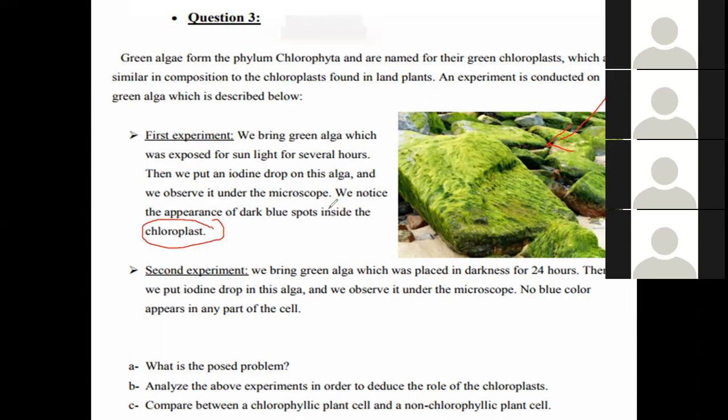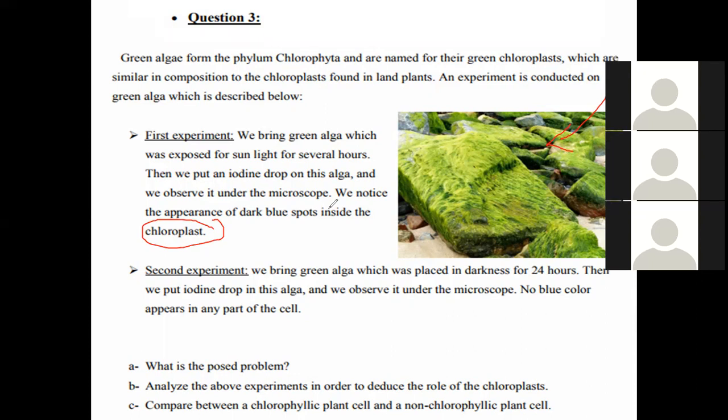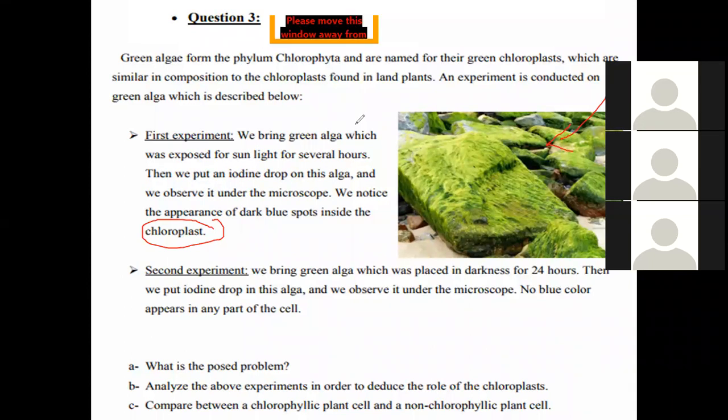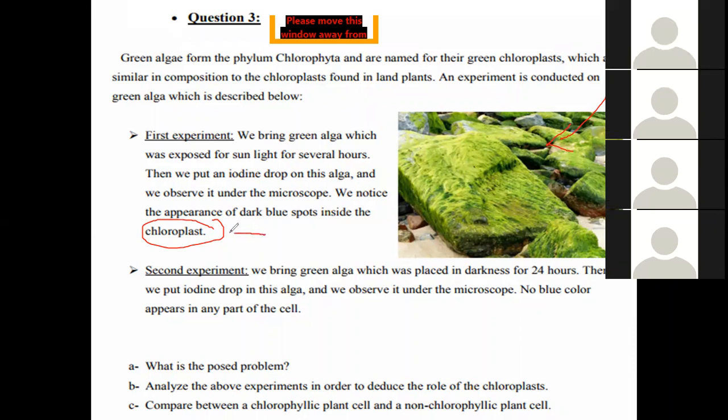What does this mean? Whenever we have dark blue color, this means that it has starch, inside the chloroplast. So we have photosynthesis at the level of the chloroplast.